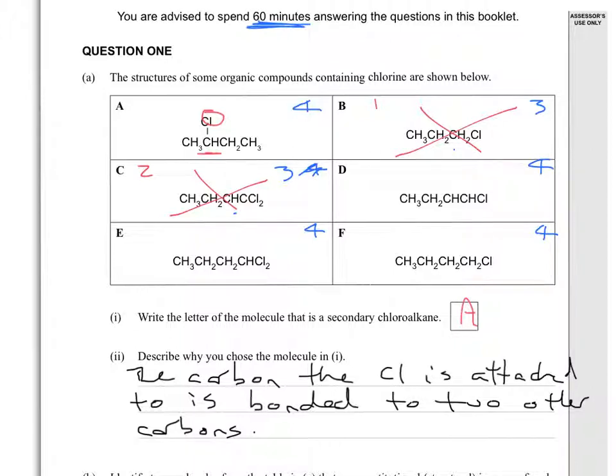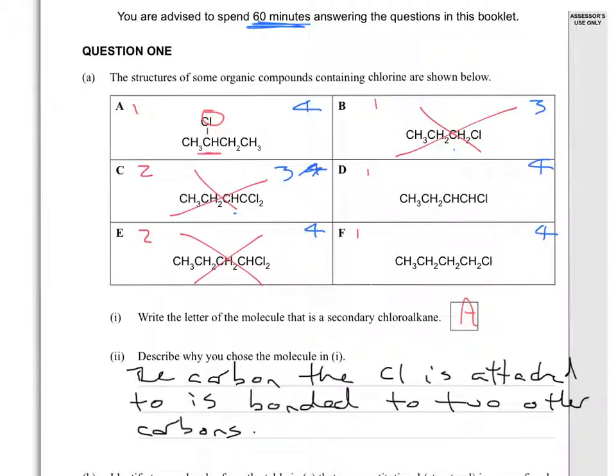Let's have a look at the chlorines then. This one has 1 chlorine. This one here has 2. This one here has 1. This one here has 1. So the one with 2 chlorines is the odd one out. So it can't be the same molecular formula as any of the others that are left. So now we have 1, 2, 3, 4.